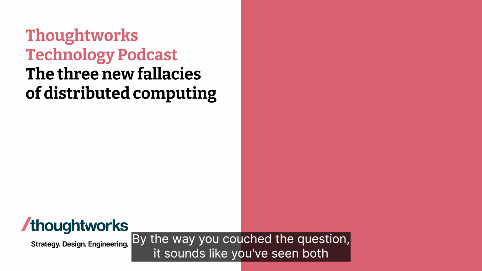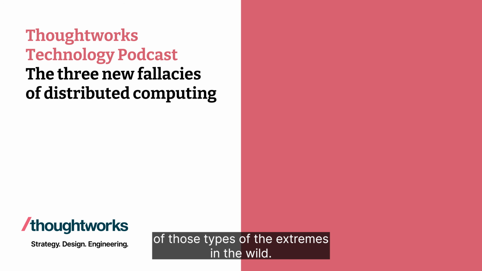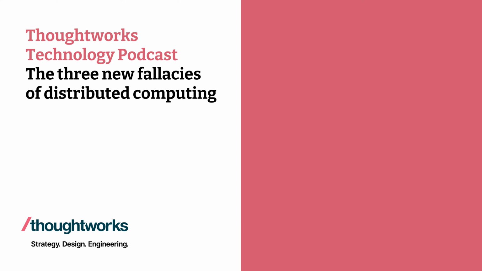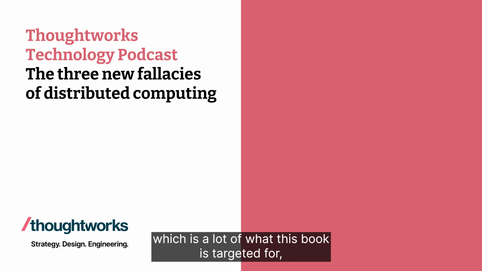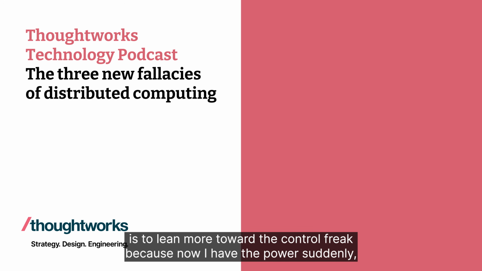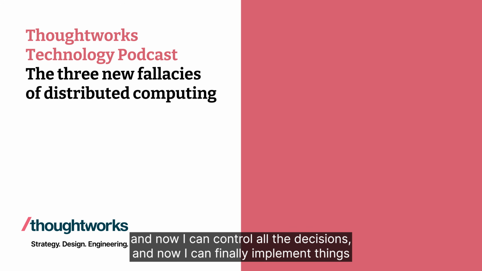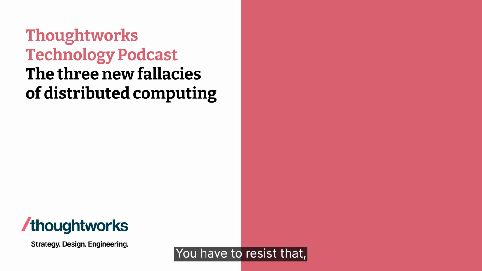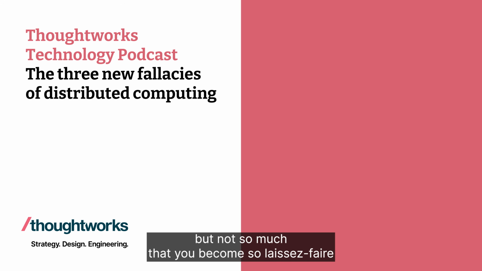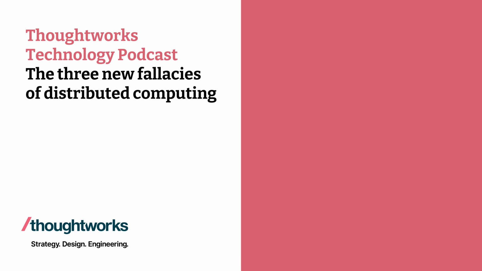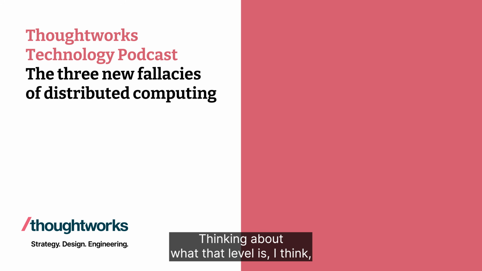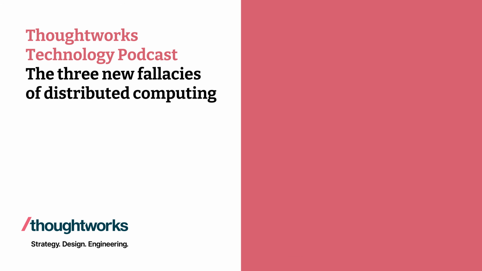By the way you couch the question, it sounds like you've seen both of those extremes in the wild. But I think part of the instinct for new architects, which is a lot of what this book is targeted for, is to lean more toward the control freak, because now I have the power suddenly, and now I can control all the decisions, and now I can finally implement things exactly the way I want. And you have to resist that, but not so much that you become so laissez-faire that it becomes chaos. So finding that right level, depending on the team and the context, is really important, and thinking about what that level is, I think, is the useful exercise.